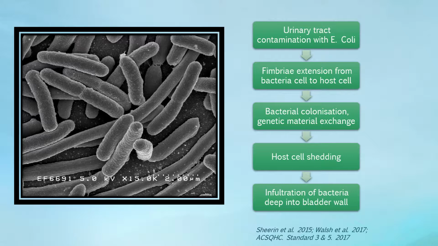A critical factor in the enablement of bacterial binding to superficial uroepithelial cells is type 1 fimbriae presence, as it contains the mannose receptor uroplakin. As bacteria binding occurs, the host cell sheds, enabling bacteria infiltration deep into the cell layers of the bladder wall.